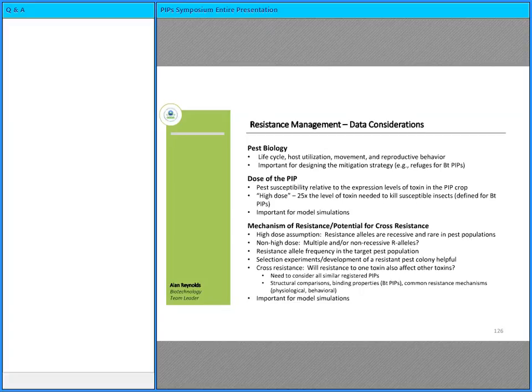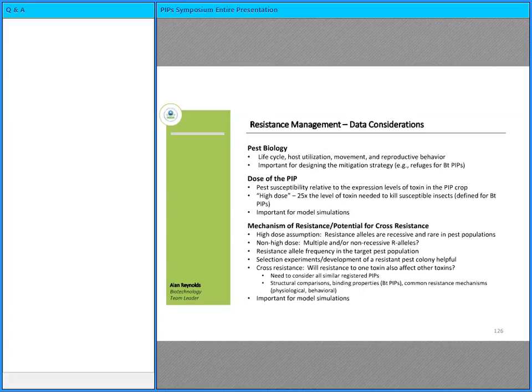PIPs is pest susceptibility relative to the expression level of the toxin in the PIP crop. So for BT PIPs, we have this concept of a high dose, and this was defined specifically by an SAP panel meeting we had in 1998, and they defined it as 25 times the level of toxin that would be needed to kill a susceptible insect. And that would be such a high level of toxin that essentially only a completely resistant pest could survive. So if you could think of a homozygous resistant insect that is truly resistant, that would be the only thing that would be able to make it through a true high dose exposure.